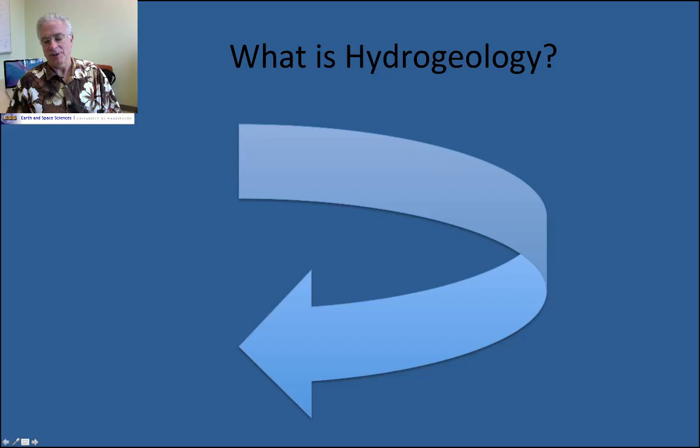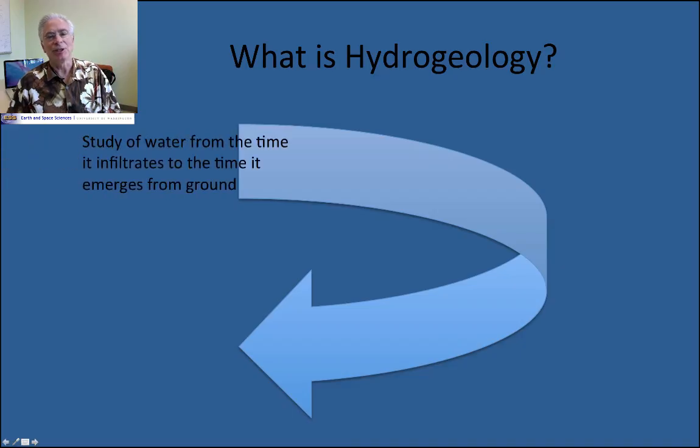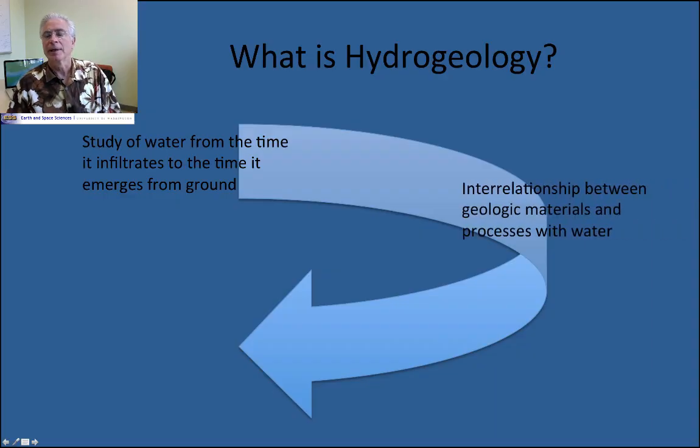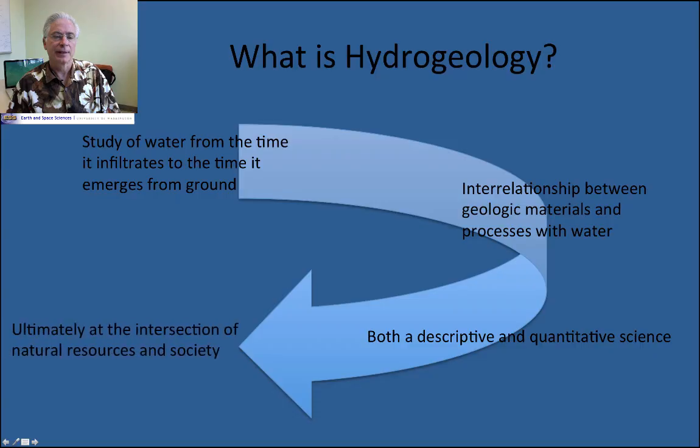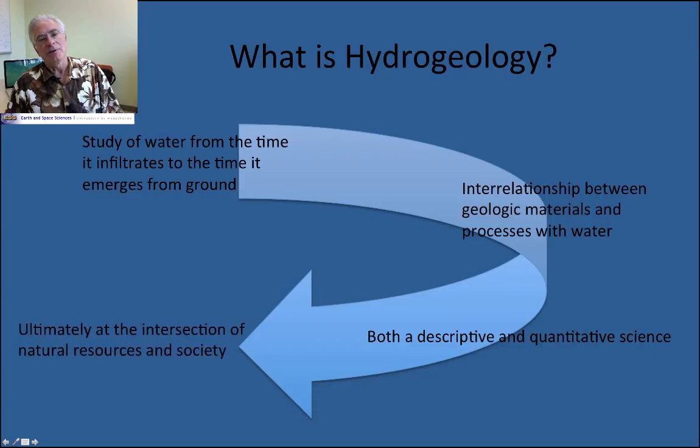So what is hydrogeology? Hydrogeology takes up from the point when water infiltrates the ground to the time it reemerges from the ground. It can reemerge in streams or other bodies of water. Hydrogeology involves an interrelationship between geologic materials and processes with the water contained within those materials. Hydrogeology has a descriptive component, but it is also a very quantitative science. And finally, hydrogeology lies at the intersection of natural resource issues and societal problems.